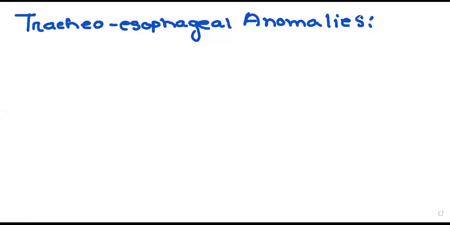Hello everyone, today we are going to learn about the tracheoesophageal abnormalities, its pathogenesis, how many types of tracheoesophageal abnormalities are present, and what are the clinical features associated with those types. So tracheoesophageal abnormalities are congenital anomalies of our development, and we know that trachea and esophagus are developed from foregut.